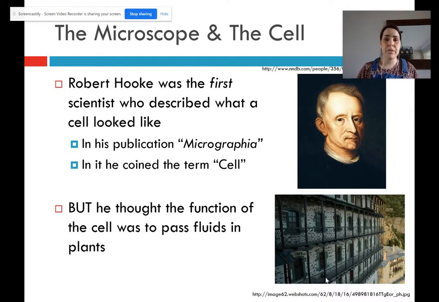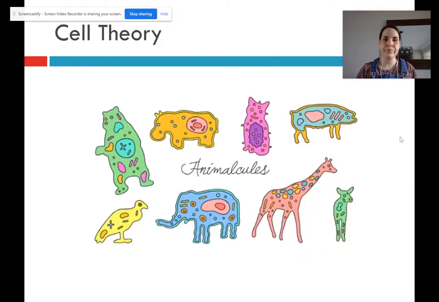So he was the first person to describe what a cell looked like in that publication Micrographia, but he was actually wrong about what he thought they did. He thought the job of cells was just to pass fluids in plants, and he didn't think they had any other function. He thought it was kind of like a highway or a road system. But he still is credited with being the first person to describe the cell and come up with the term cell.